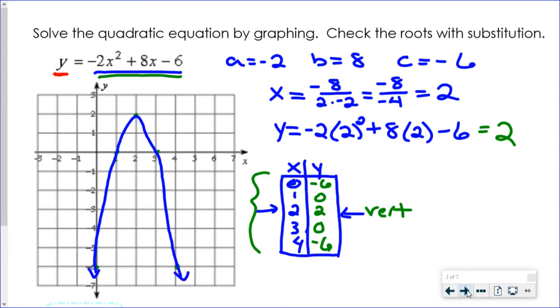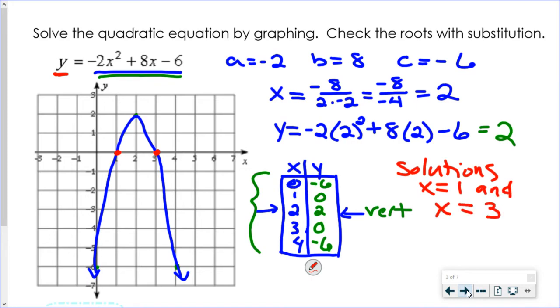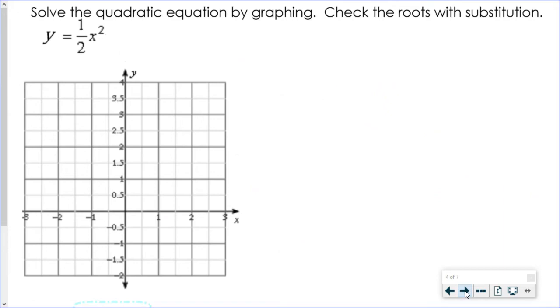Okay, so my vertex is there, 2, 2, but where are the zeros or my solutions? My solutions, or the zeros, same thing, are when x equals 1 and when x equals 3. That's where it crosses the x-axis, okay? We dealt with this the other day, that sheet just said the zeros, same thing. Okay, here we go again.